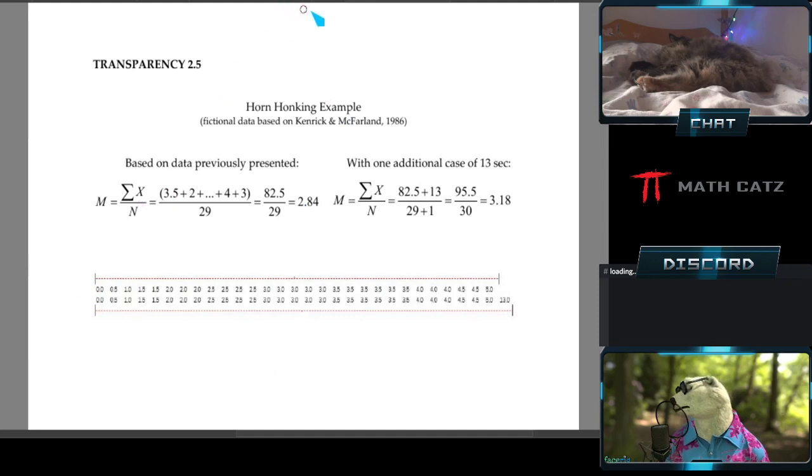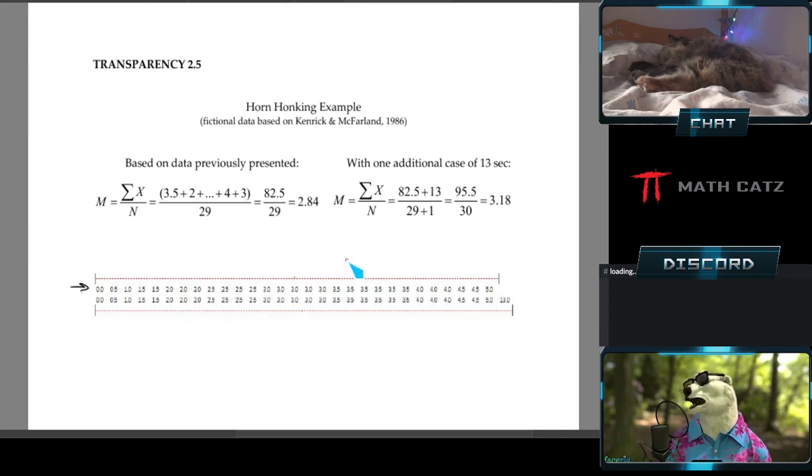Initially, we had these 29 scores. They're arranged here, doesn't matter right now. And we got a mean of 2.84. Great, good, 2.84, somewhere over here.